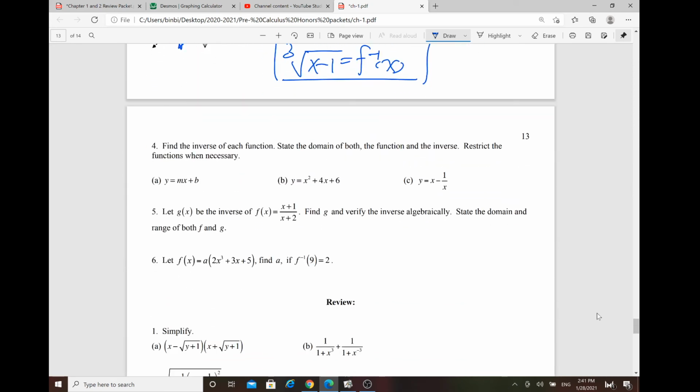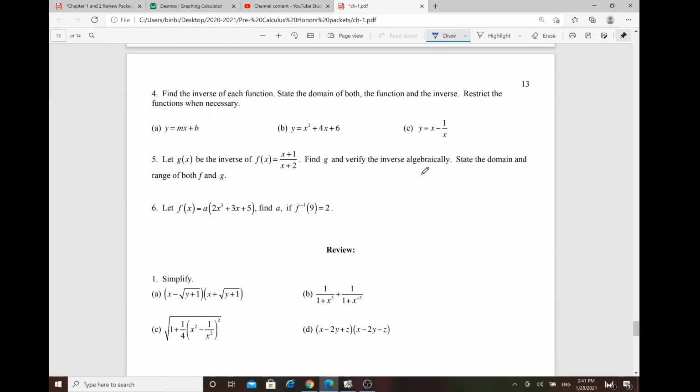And then the rest of this is quite similar. So find the inverse functions, state the domain, and then find the restriction if necessary. So let's do this one. y equals, swap the variable, x equals y minus 1 over y. Multiply by y on each term. So we got yx equals y squared minus 1. Bring all the y terms together after we swap the variable. So we multiply by y and then bring them all together because this one is quadratic.